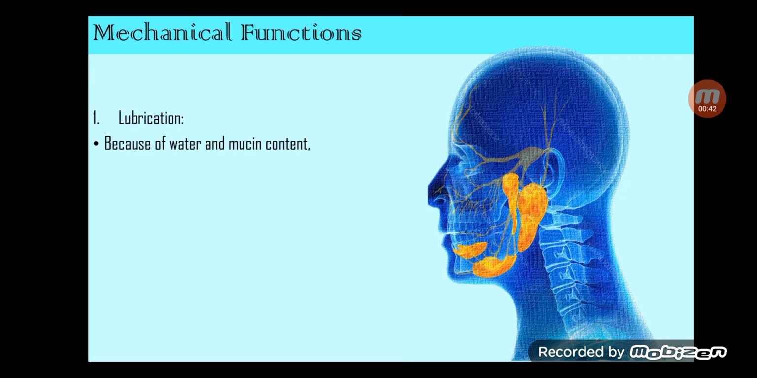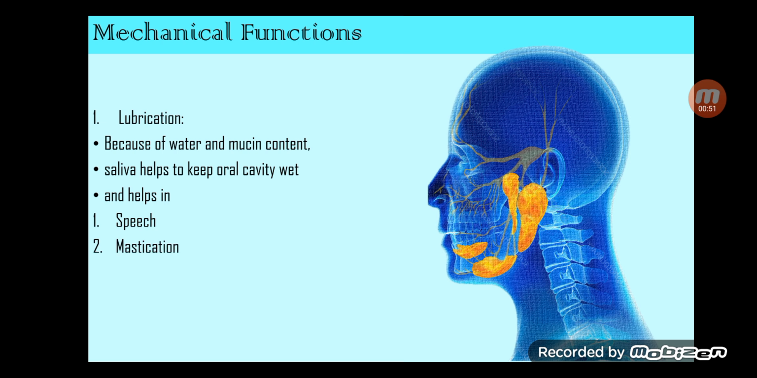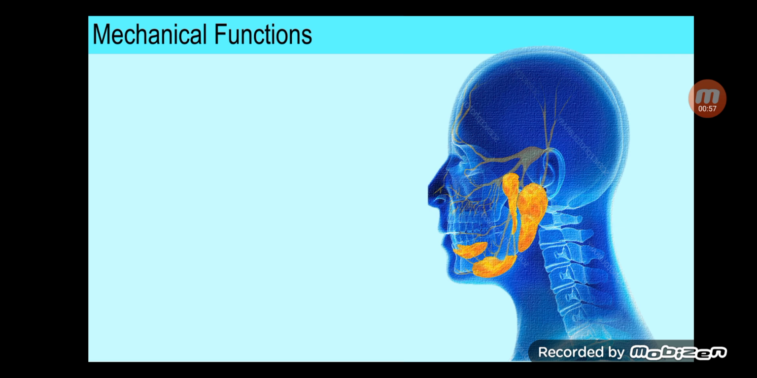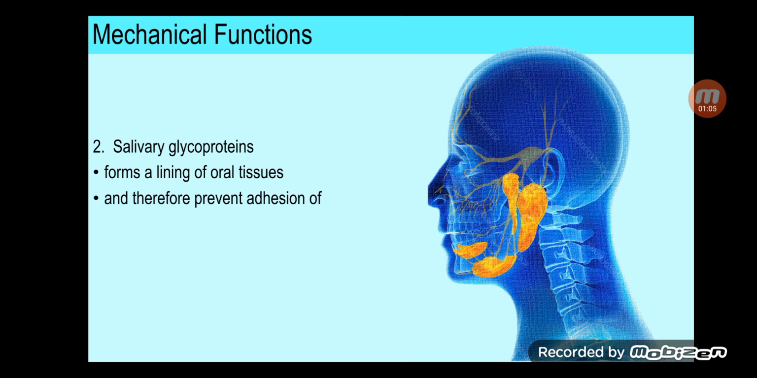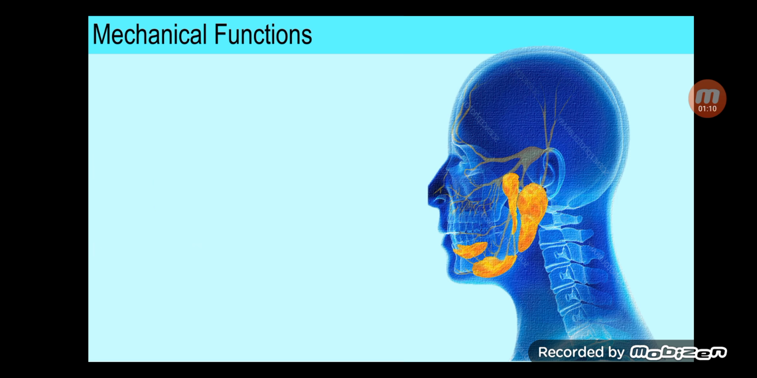Mechanical functions of saliva include lubrication, that is because of the water and mucin content of saliva. It helps to keep the oral cavity wet and helps in speech, mastication and deglutition, and also protects the mucosa of the oral cavity. Then there is another mechanical function, by salivary glycoprotein, as they form a lining of oral tissues and therefore prevent adhesion of microbes, microbial products and various other materials.